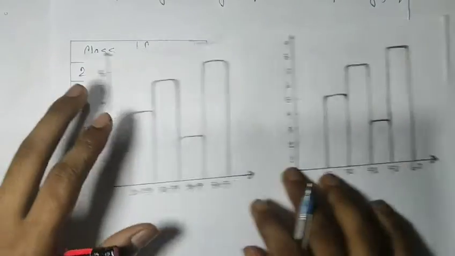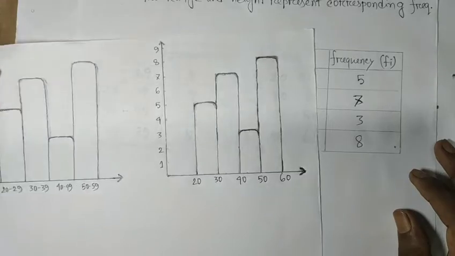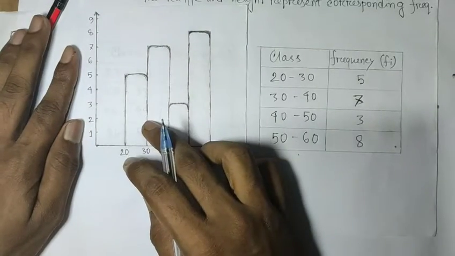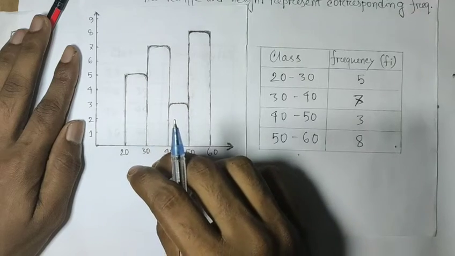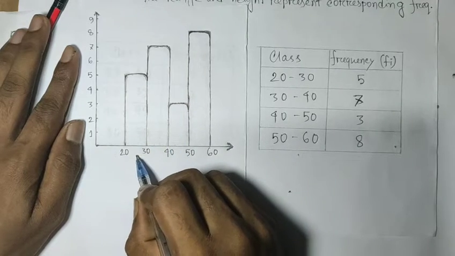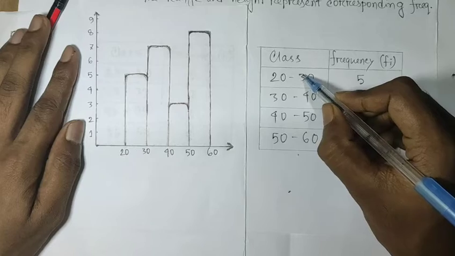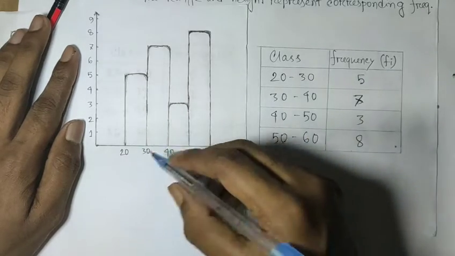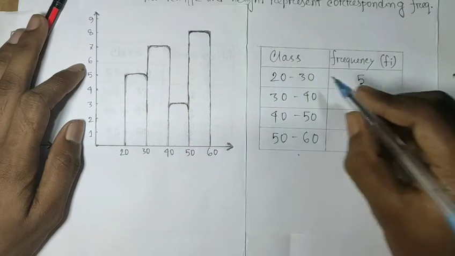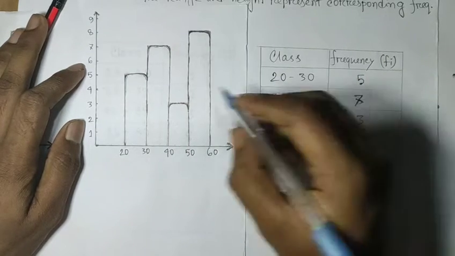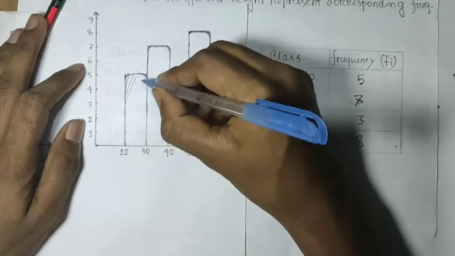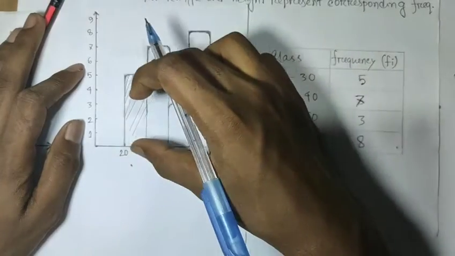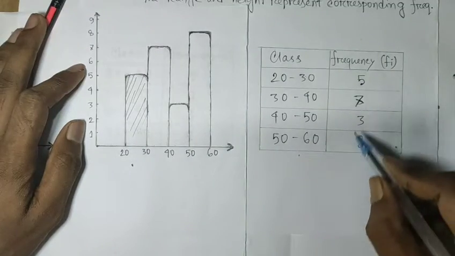So in the inclusive method we learned about the histogram, and for the exclusive method the histogram does not need any class marks, because here the upper limit of a class equals the lower limit of the next class. The frequency of the first class is 5, and the height of the first bar is also 5. That means the height of the bars is representing the frequency.